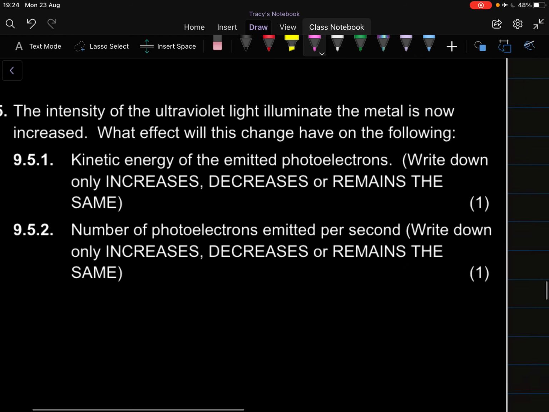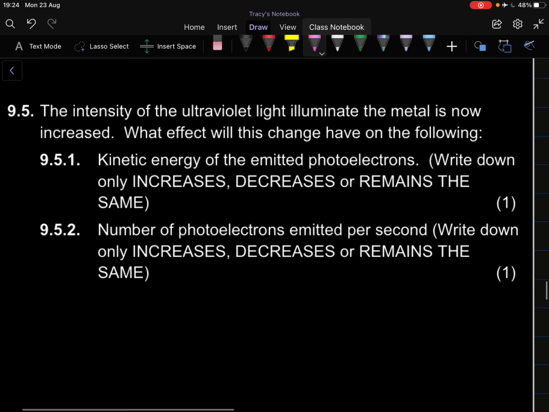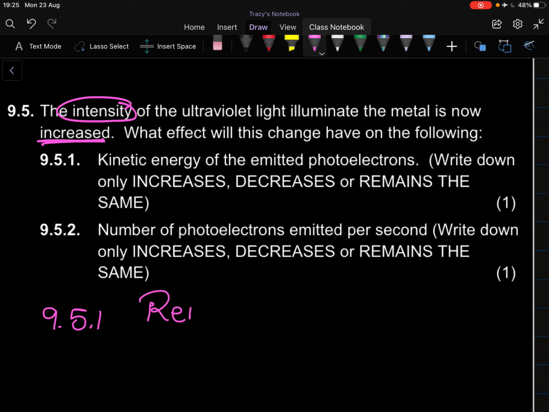It's what I expect. Then, the intensity, brightness of the ultraviolet light illuminated the metal is now increased. What effect will this change have on the following? The first one is kinetic energy, and all they want you to write down is increase, decrease, remains the same. When we increase the intensity, we do not change the kinetic energy of the photons, which means we can't change the kinetic energy of the electrons. So this one remains the same.